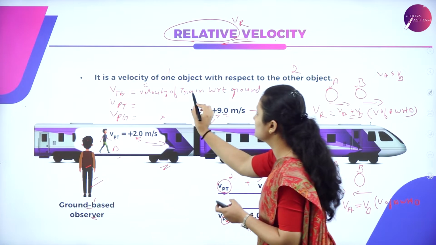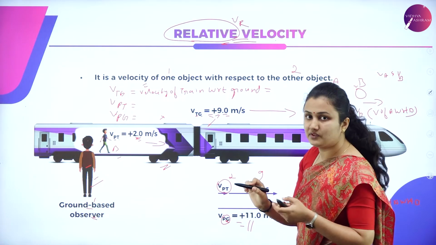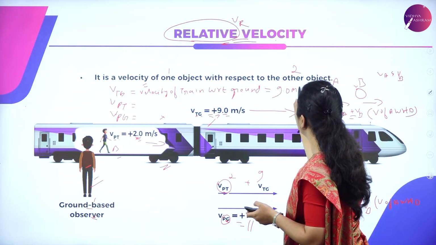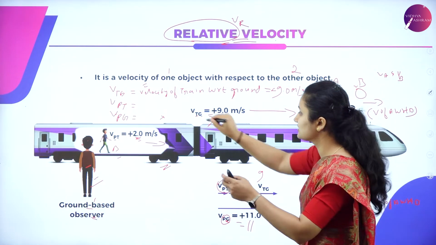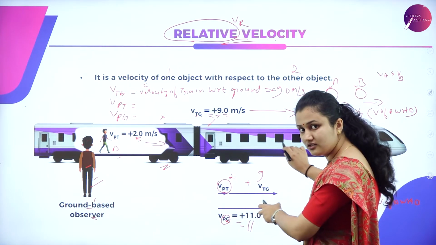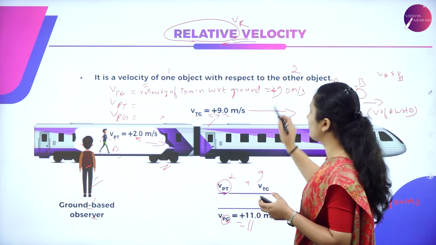VTG means velocity of train with respect to ground. So, what is that? Velocity of train with respect to ground. It is 9 meter per second. Positive because it is moving towards right. It is moving in the same direction. The person is also moving towards the same direction along the motion of train. So, it is plus 9.0.